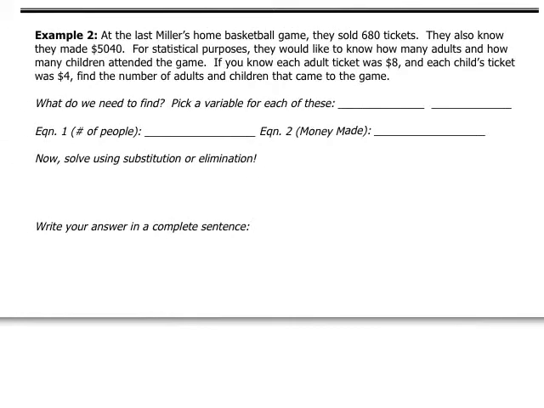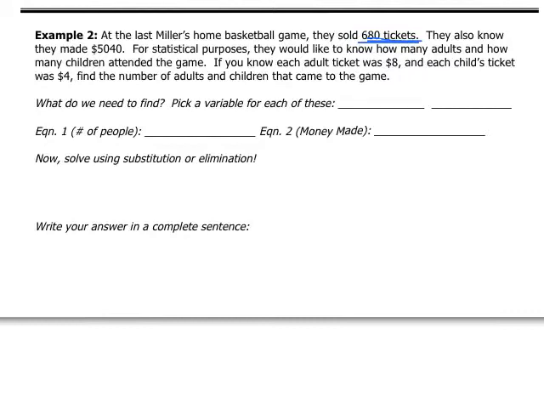These are mixture problems. All right, so let's read and work through this together. I'm going to give you a little bit of freedom here and there to work, but I want to help you out a little bit. So it says, at the last Miller's home basketball game, they sold 680 tickets. That's obviously important, right? 680 tickets.